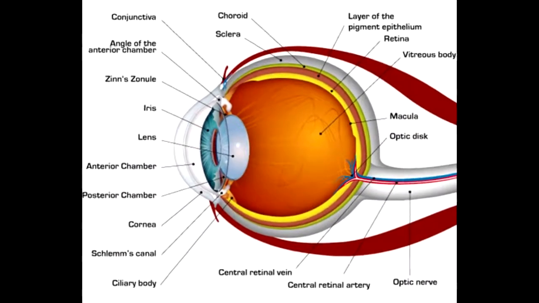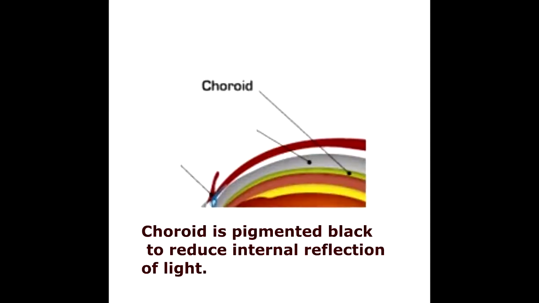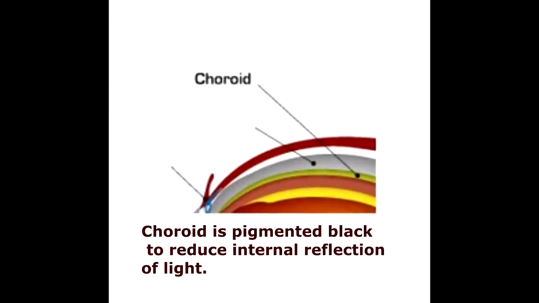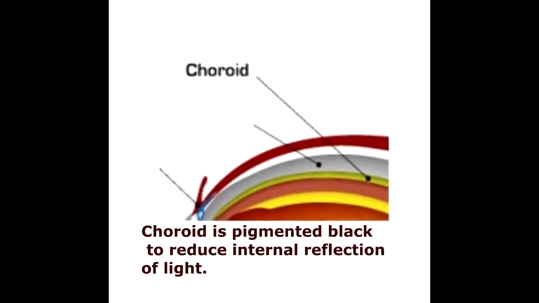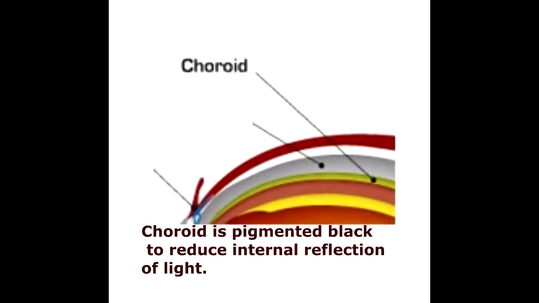Inside our eye, we have also a part which we call choroid. This has a network of blood capillaries that supply food and oxygen to the eye. It is also pigmented black to reduce internal reflection of light within the eye. For this may result in blurred vision that will not make our eyes see properly.